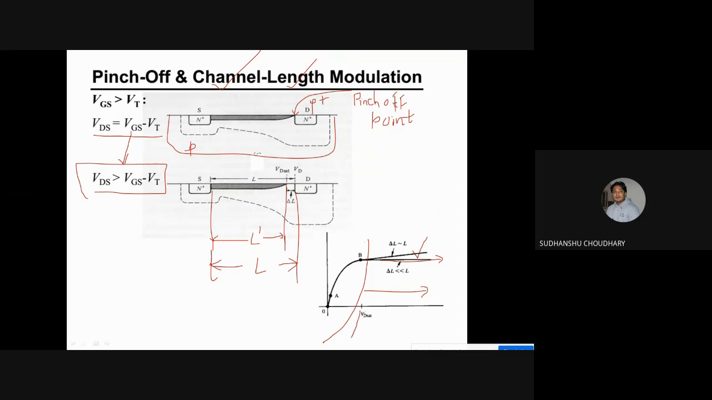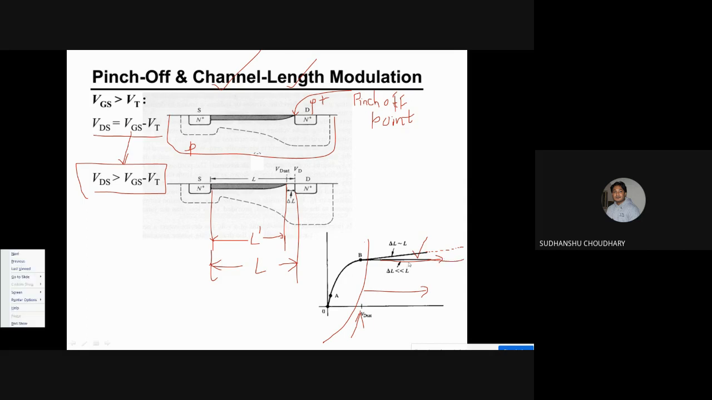VDS sat is the saturation voltage. After this, the MOSFET is in saturation, and in saturation we are seeing an increase in current. That increasing current is only because of channel length modulation. If there is no channel length modulation, that is, if the channel length is not modified because of a long channel, then the drain current will be constant, saturated.